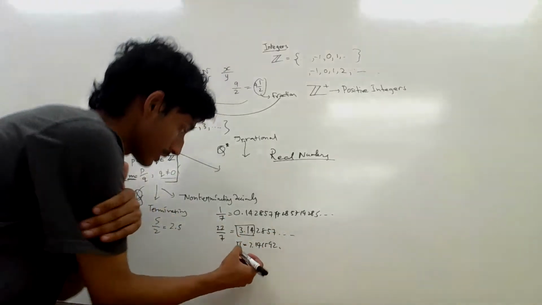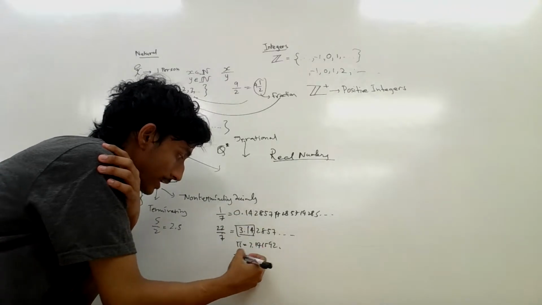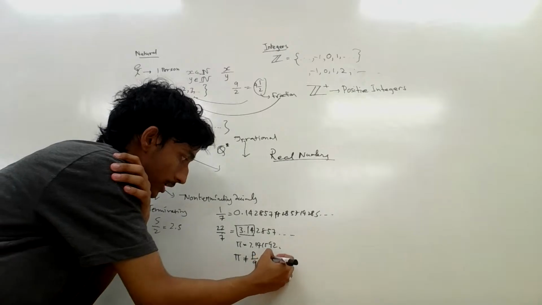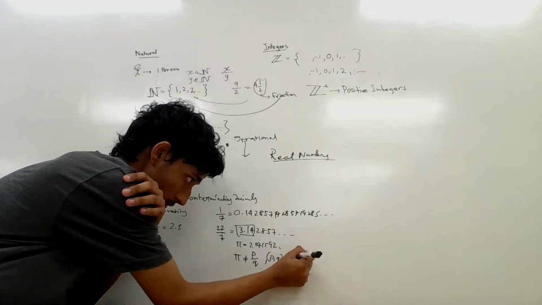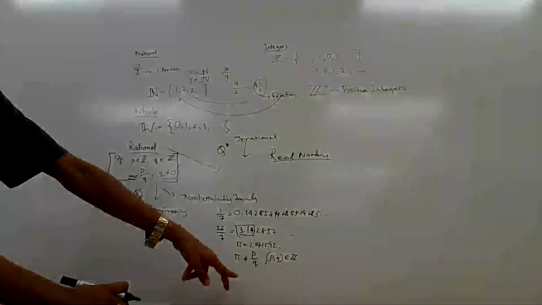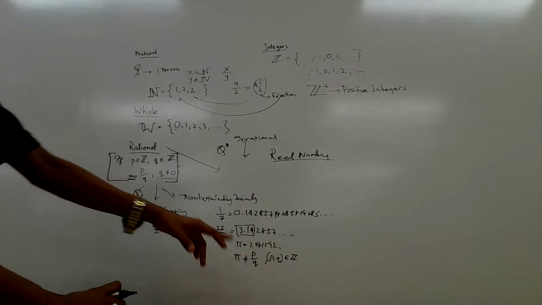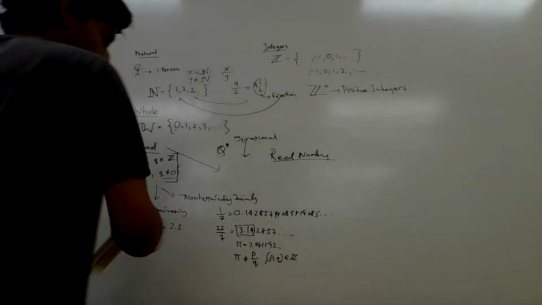So the difference is that this is a fractional decimal. Pi can never be expressed as p by q, where p and q are integers. It can never be. That's the whole point of saying what pi is. Pi is irrational, and irrational numbers can never be defined as a fraction. That's the whole point of it.